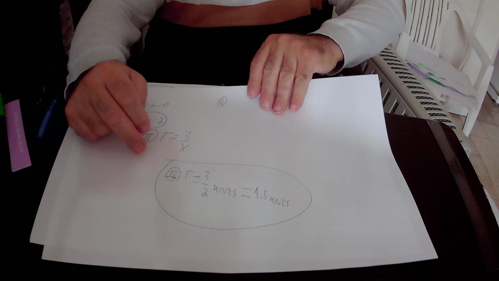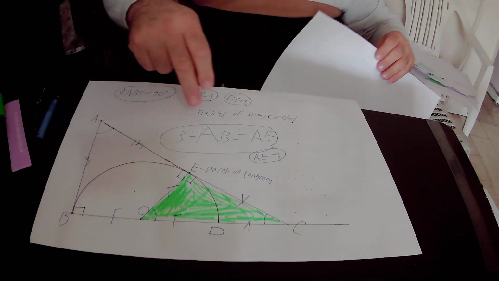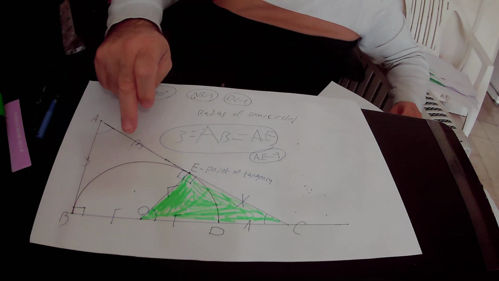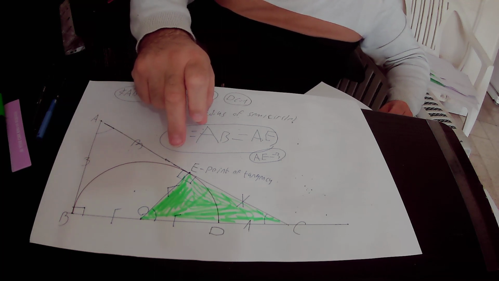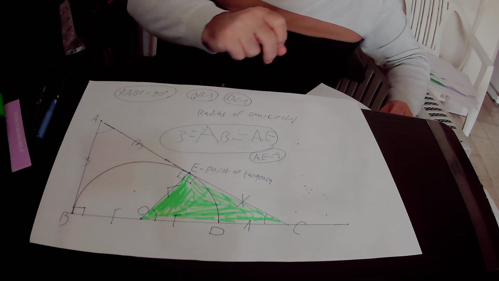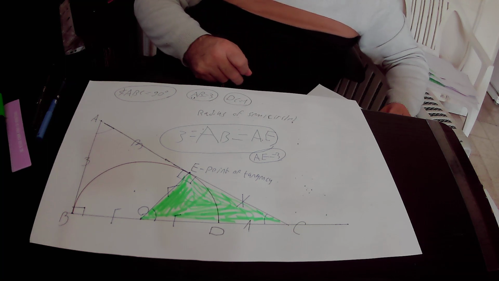So I'll repeat again. The radius of this semicircle equals either 3 over 2 units or 1.5 units. Okay, thank you very much.